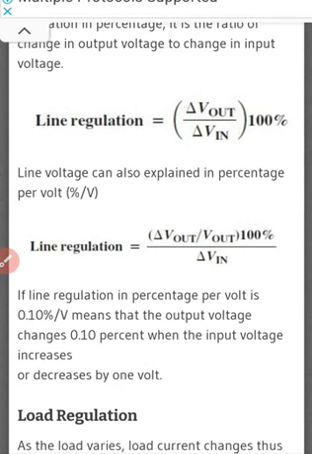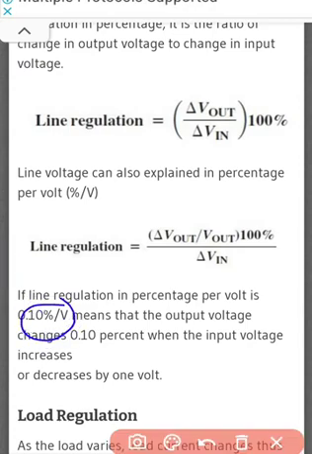If the line regulation is 0.10% per volt, it means the output voltage changes by 0.10% when the input voltage increases or decreases by 1 volt. If it is 0.20% per volt, it means the output voltage changes by 0.20% when the input voltage increases or decreases by 1 volt. So this figure generally describes the amount of increase or decrease that we have to experience.